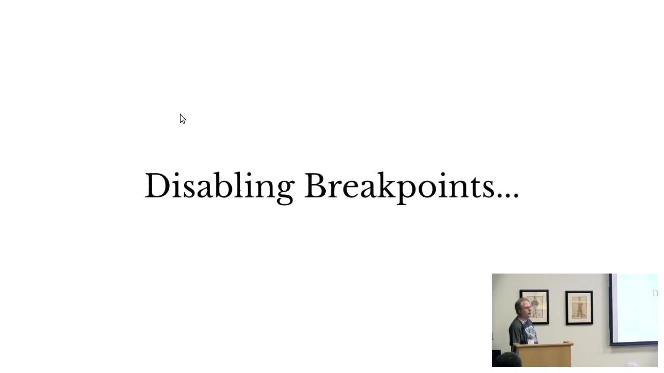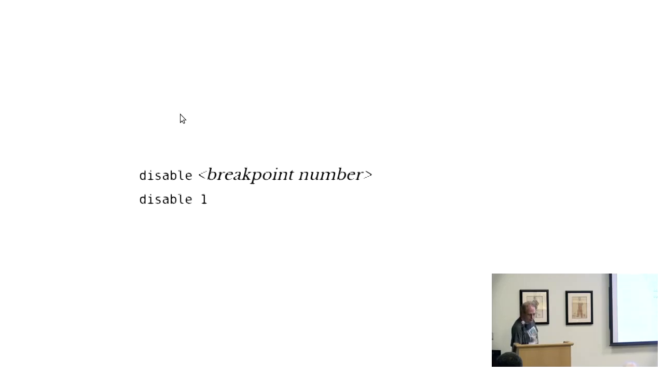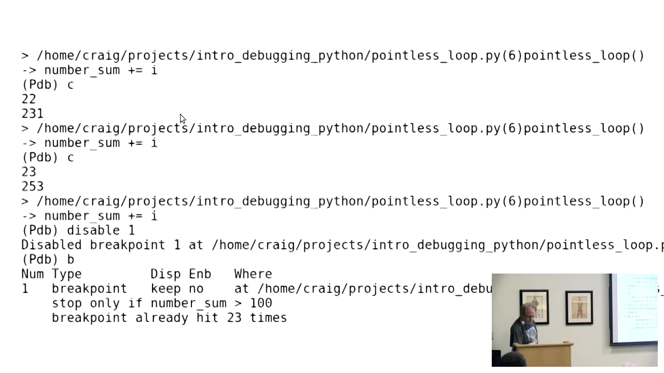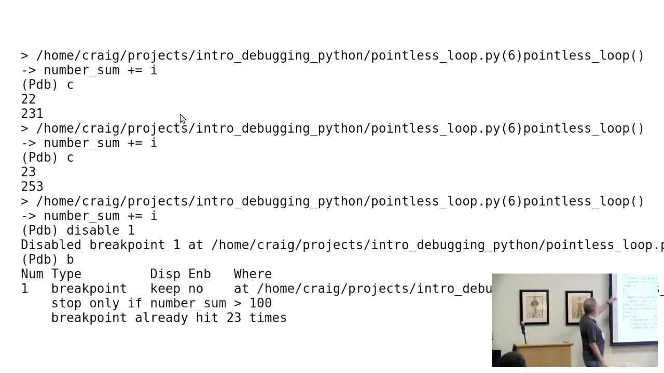You can also disable breakpoints. After a while, some breakpoints get a little painful to deal with. So in order to disable that, you tell it disable and then the breakpoint number. So in this case, if I type disable 1, what will that get us? So I keep iterating through, okay, I'm tired of it, 253, yes, indeed, number sum continues to still be greater than 100. So if I hit disable, it will disable this breakpoint, and it will show the breakpoint has been already hit 23 times, but it has been disabled.